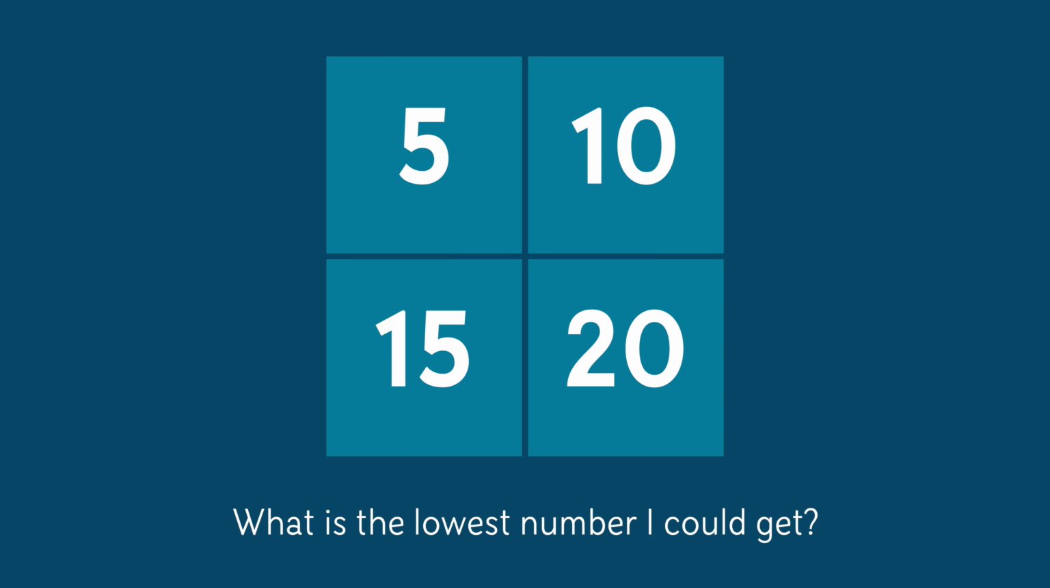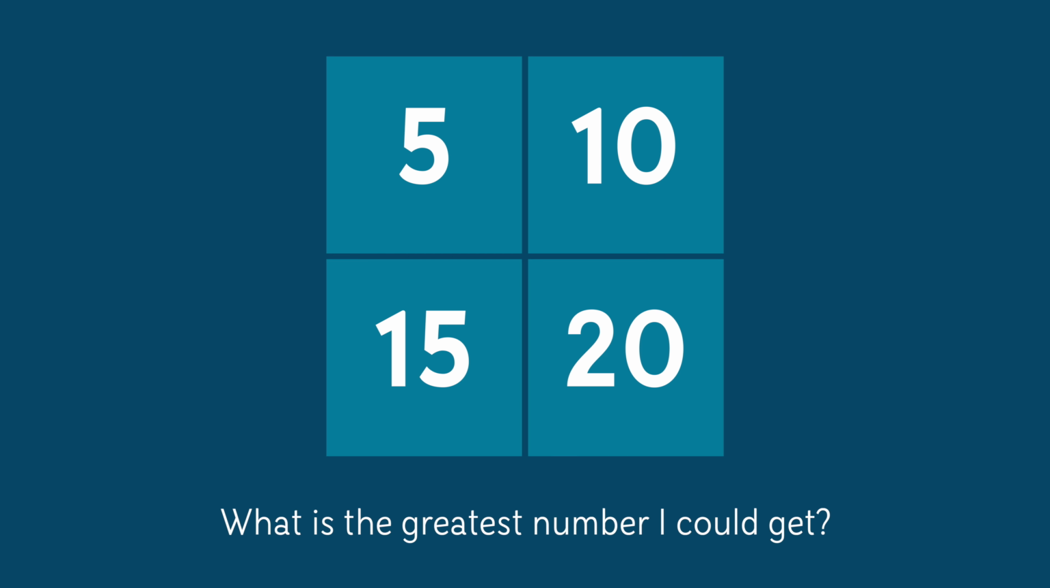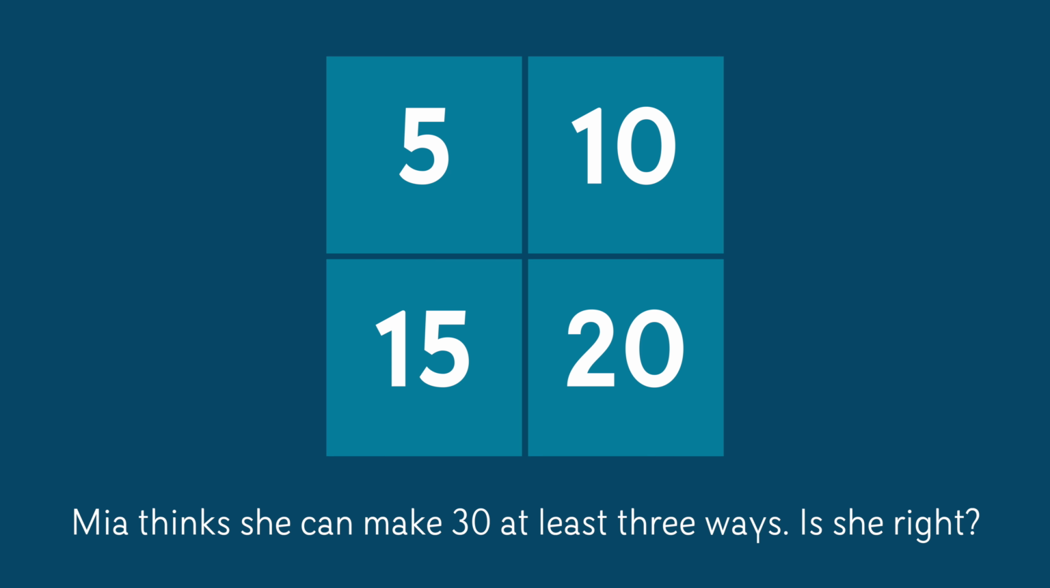Imagine you throw 3 beanbags at this target and you added 3 numbers to get a total score. If all the bags hit the target, what is the lowest number I could get? I figure that is 15. What is the greatest number I could get? Mia thinks she can make 30 at least 3 ways. Is she right? I could see 3 10s make 30, a 5, a 10 and a 15 make 30, and a 20 and 2 5s make 30. So I guess she's right.